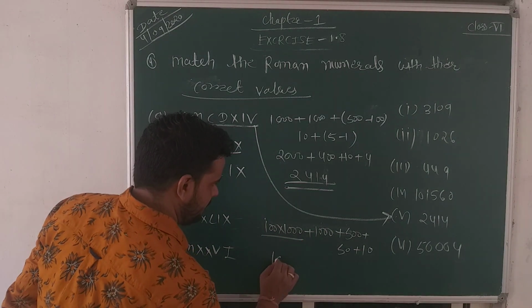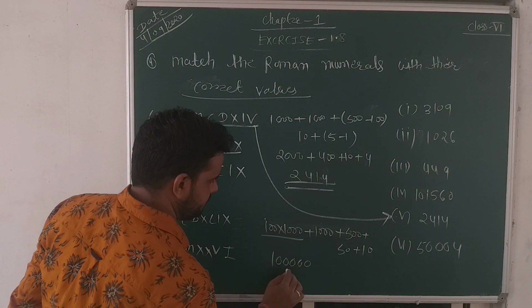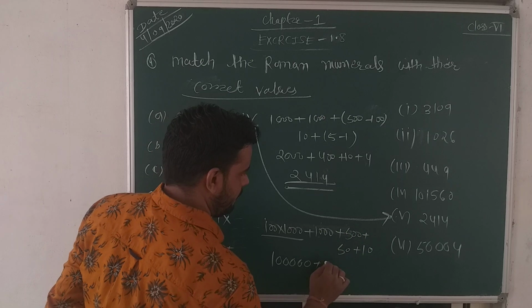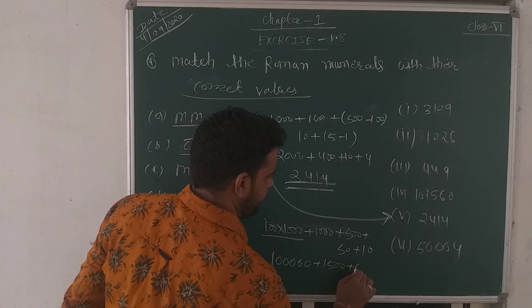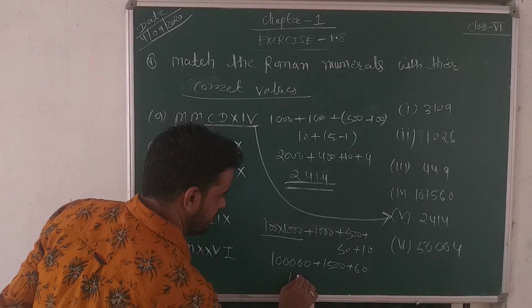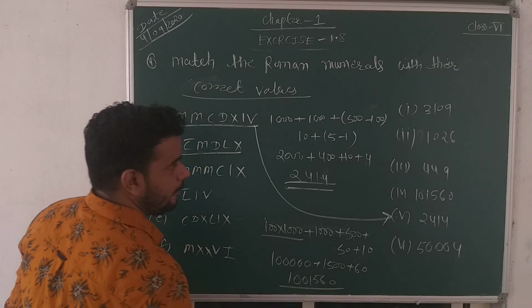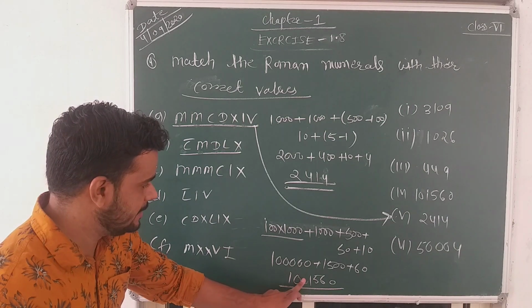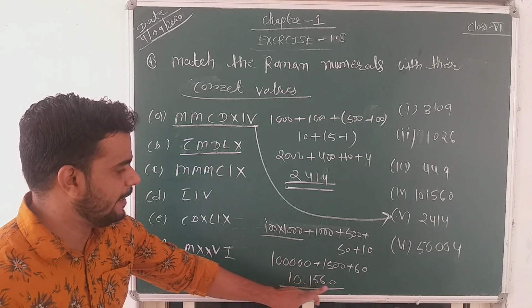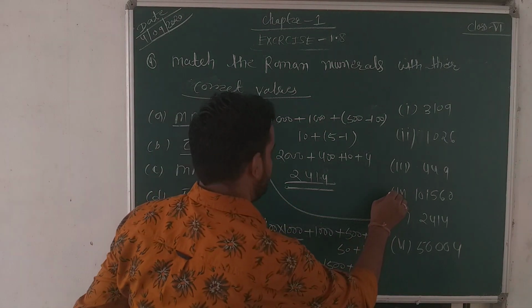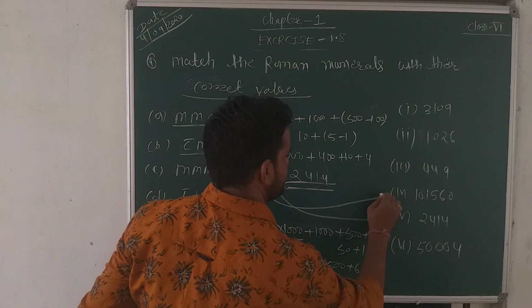So this is your 1 lakh plus 1500 plus 60. So the result is 101560. The result is this. So you have to match this number by this.